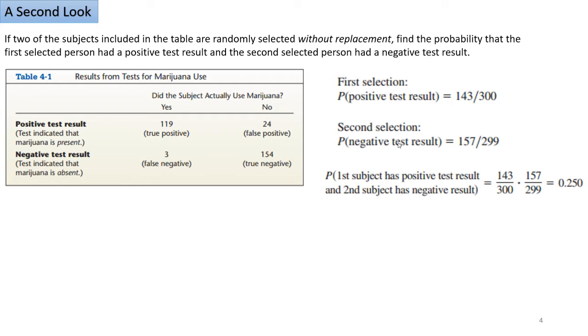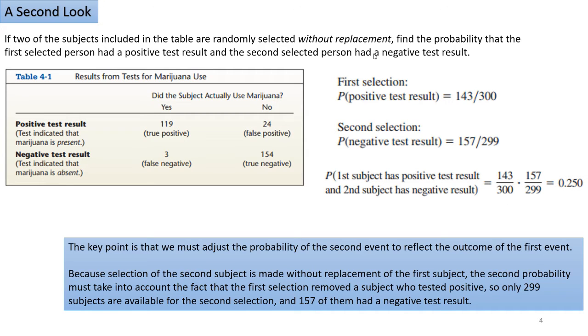Notice one person has been removed from the group, so it's no longer 300 people. It's 299 people that you have to pick from. And of course, since the first person chosen has a positive test result, you still have 157 people with negative test results. And so it's going to be 157 out of 299, not 300. And so the probability then is 143 over 300 times 157 over 299, giving 0.250.